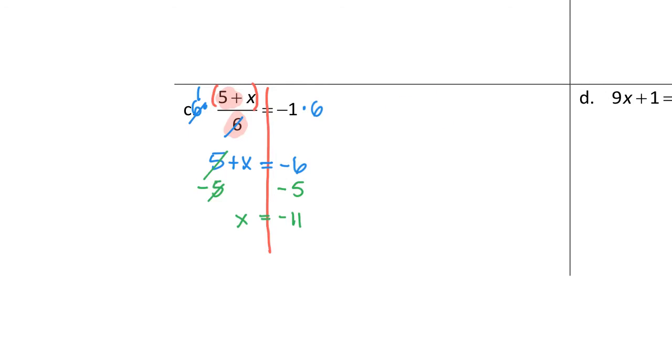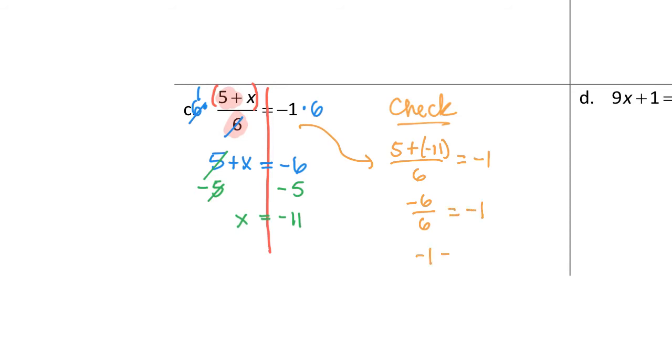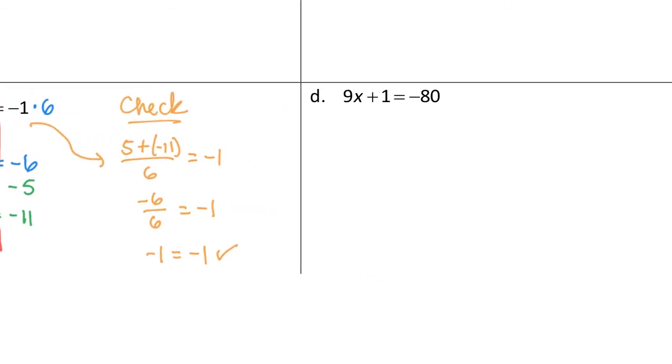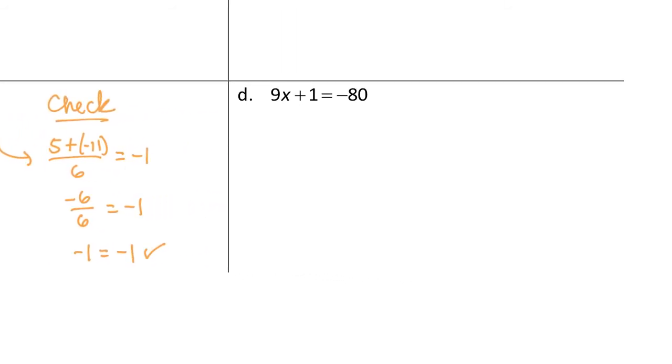Let's do our check. So I'm going to take my problem. I get 5 plus negative 11 over 6 equals negative 1. In my numerator, 5 plus negative 11 would be negative 6 over 6 equals negative 1. And you can see negative 6 divided by 6 does leave me with negative 1. So that one checks out. All right, so C was definitely a tricky one. I tried to give you an easier one for D. So hopefully you were able to get D on your own.